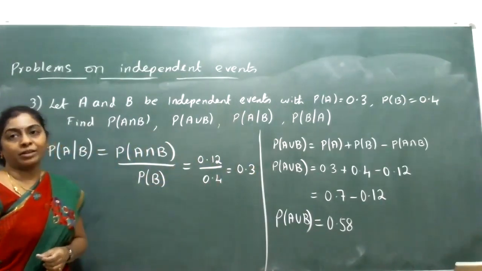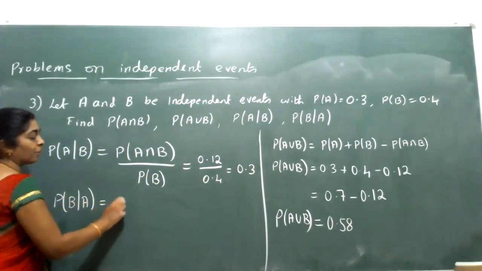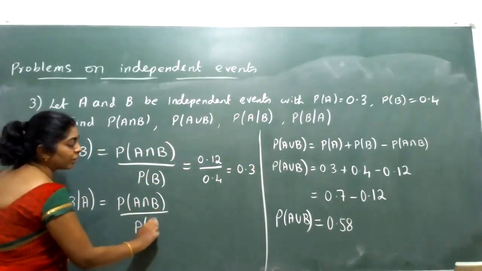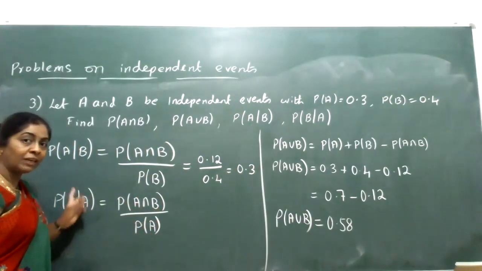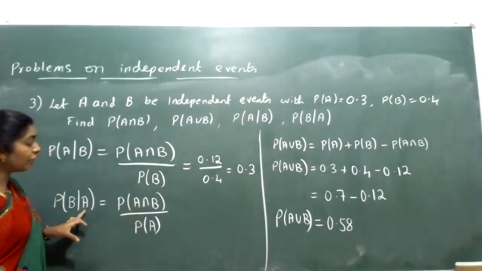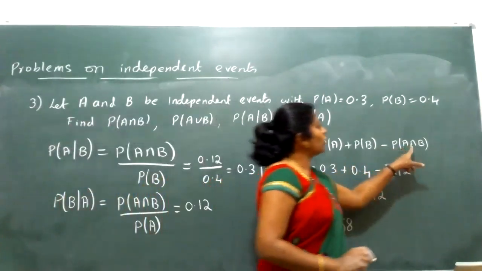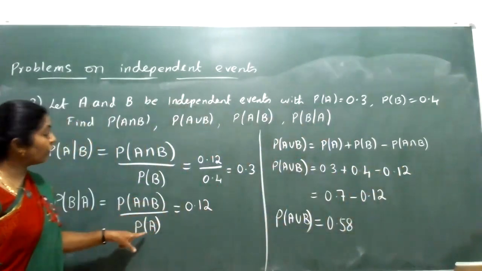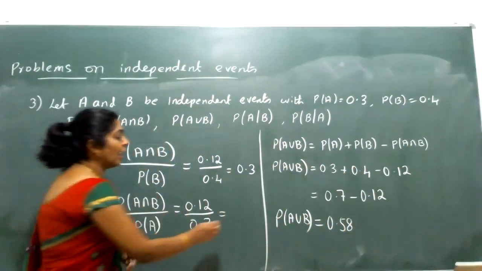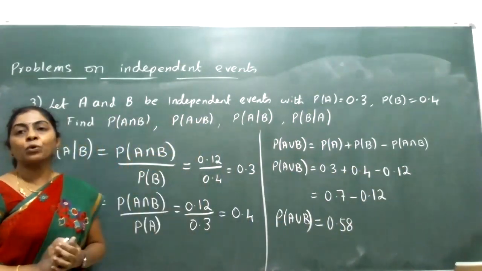So I get 0.3. Then the conditional probability of B when event A has occurred: probability of A intersection B divided by which event has occurred? Probability of A. Conditional probability of B when event A has occurred is probability of B intersection A, or A intersection B, one and the same, divided by probability of A. Now, what is the value of this? A intersection B probability is 0.12 divided by probability of A, which was 0.3. If I simplify this, I get the value 0.4. So this is how you work out all 4 conditions.